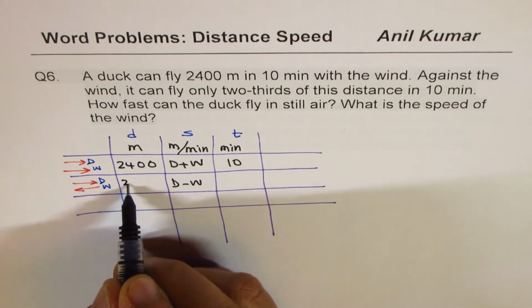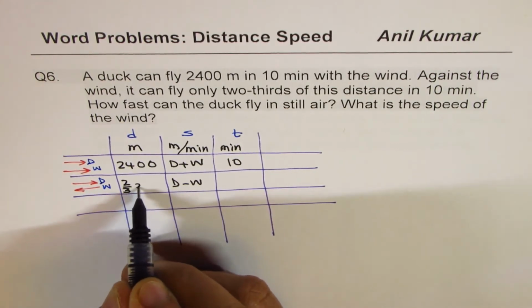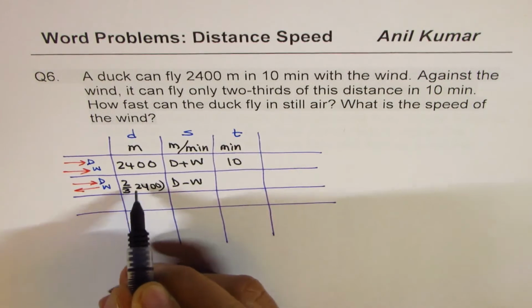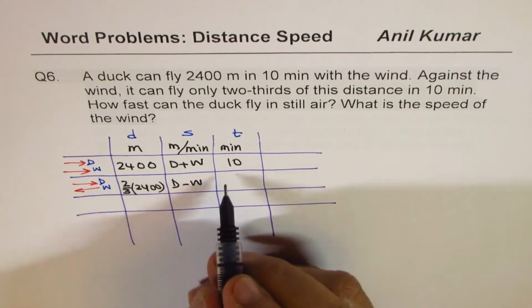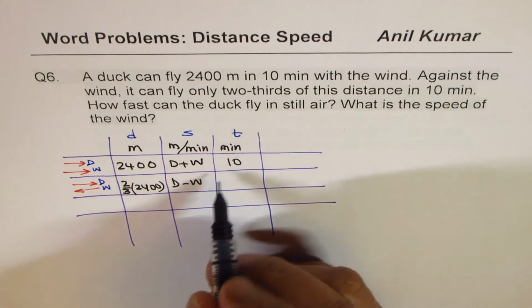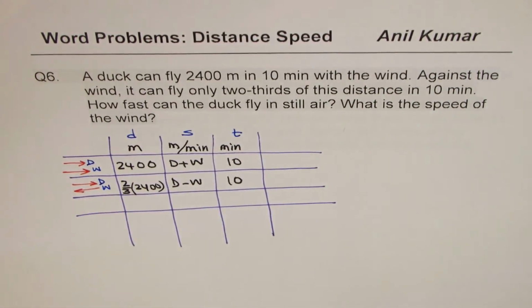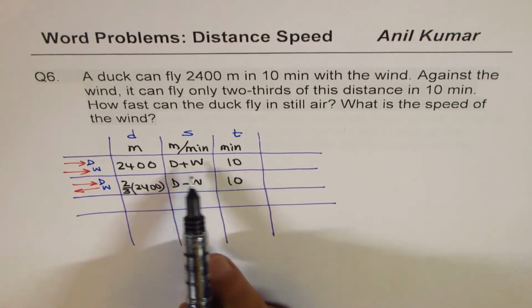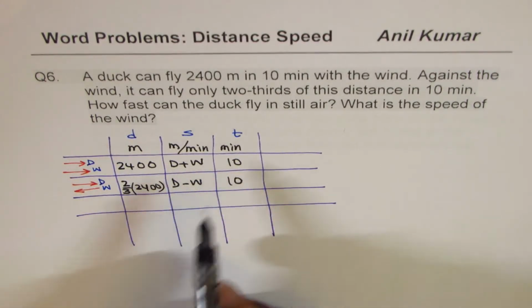Against wind, 2/3 of the distance. So 2/3 of 2400. Do you understand? 2/3 lesser distance in the same time, right? 2/3 distance, 10 minutes. So you get two equations. Perfect. We'll always write equations in product. Distance is speed into time.